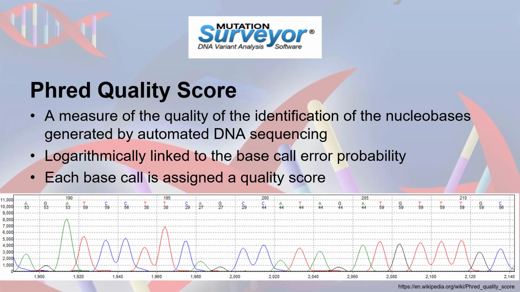One of the most fundamental scores in sequencing is the Phred Score. The Phred quality score is defined as a measure of the quality of the identification of the nucleotide bases generated by automated DNA sequencing. It is logarithmically linked to error probability of the base call, and a score is assigned to each individual base call.